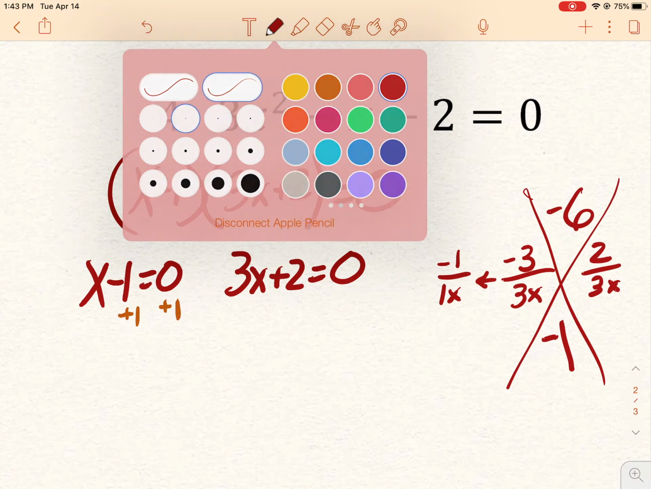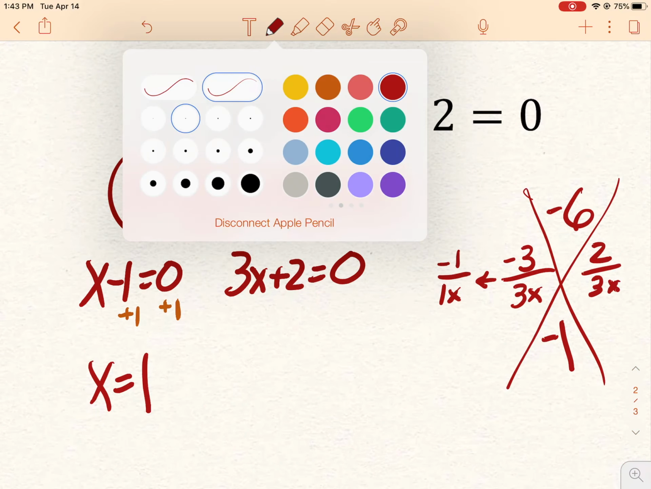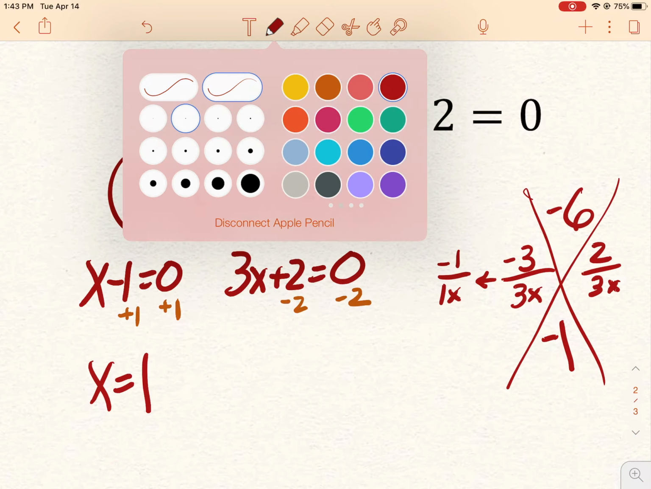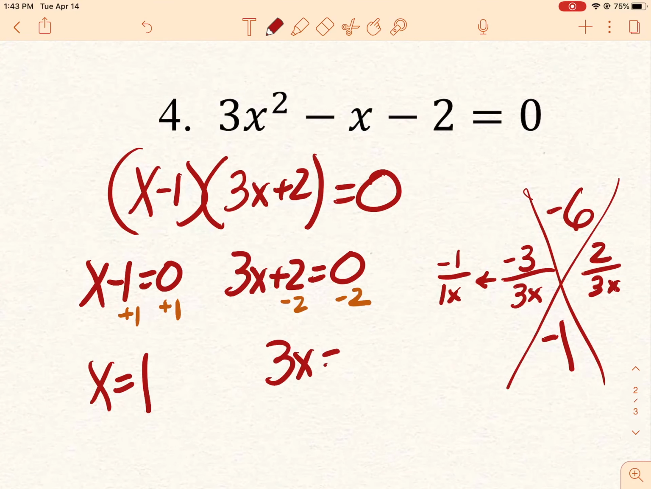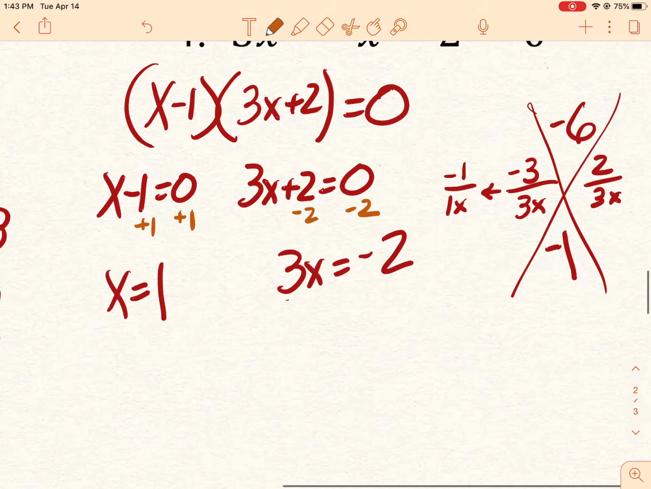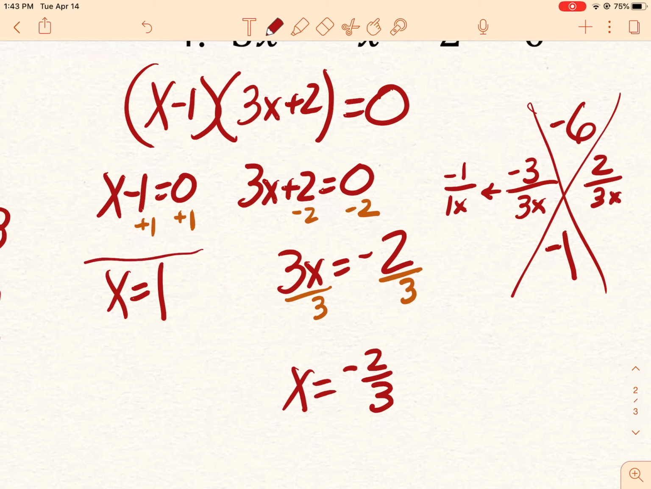Add 1 to both sides. So you're getting x equals 1. Over here, it's a couple extra steps. You're going to subtract 2. So you're getting 3x equals negative 2. And then since it's 3 times x, we're dividing by 3. And I'm okay with you keeping that as a fraction: negative 2/3, or it would have been negative 0.66 repeating.